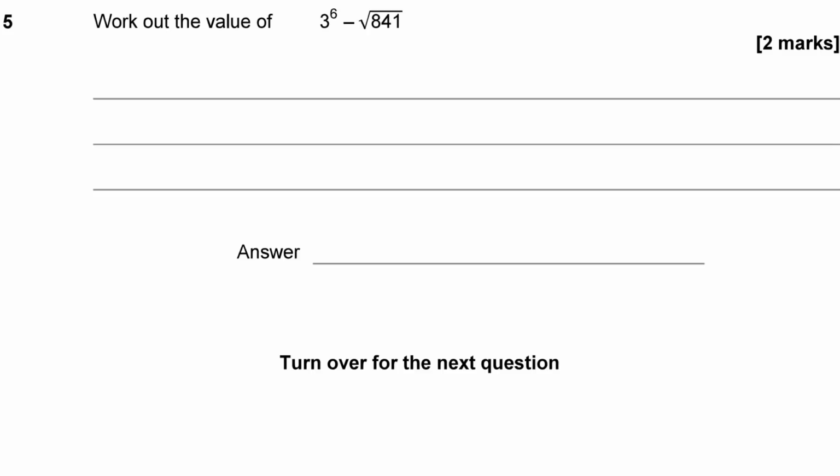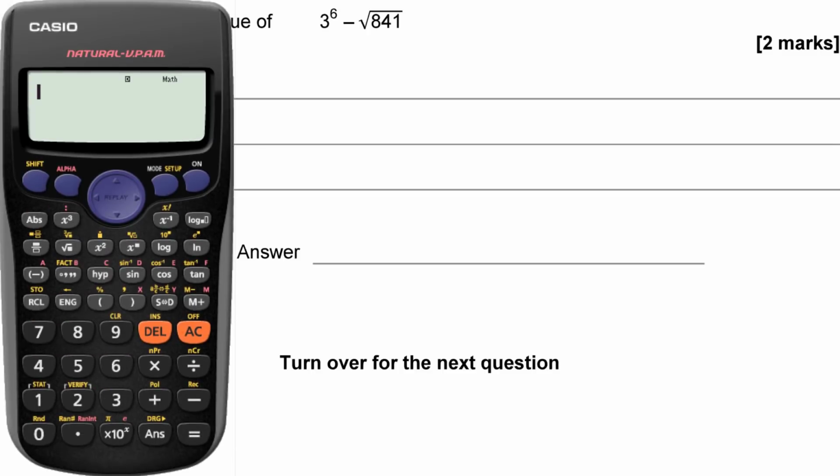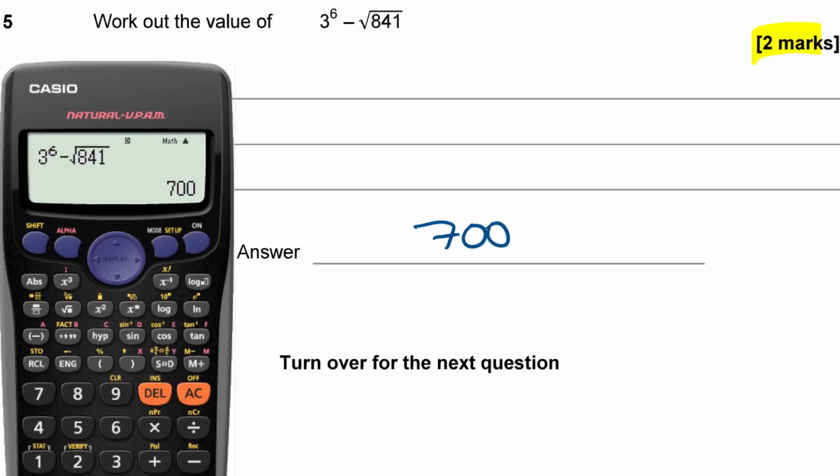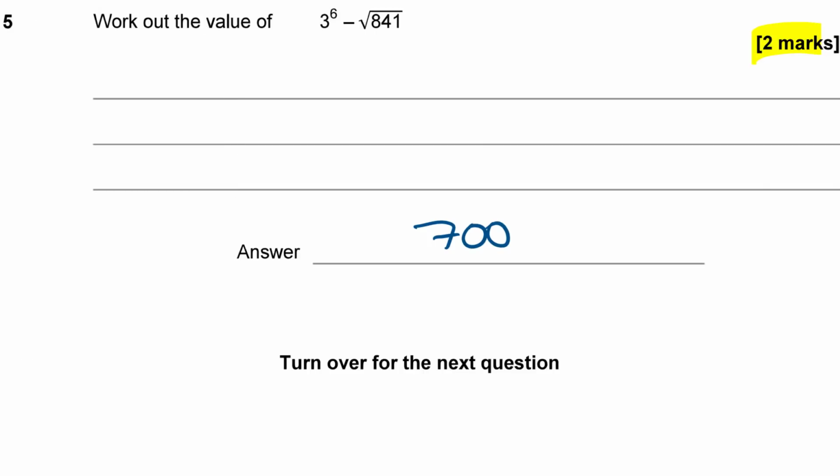Question 5. Work out the value of 3 to the power of 6 minus the square root of 841. Okay, now this is just simply a job for your calculator. So let's just pull that up and type it in. So 3 to the power of 6 minus the square root of 841. My calculator tells me that's 700. Which is a lot of marks for just tapping something into the calculator. Good job.